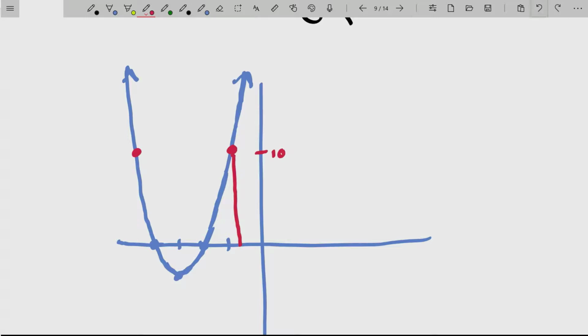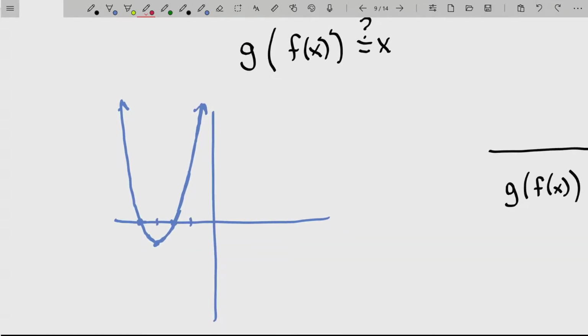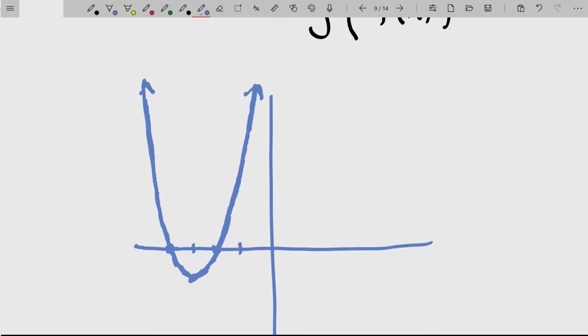We need to force it to be one-to-one by erasing part of it. So which part do we erase? Well, we want to erase enough of it so that each y value only comes from one single x value. So the way you can go about this is a lot of people will just start erasing part of the graph, which is exactly what you should do.